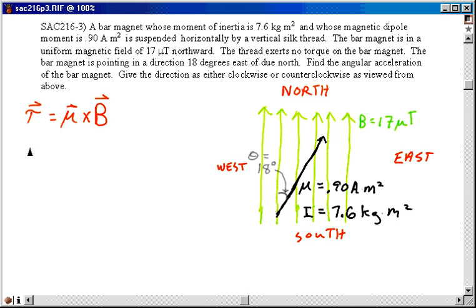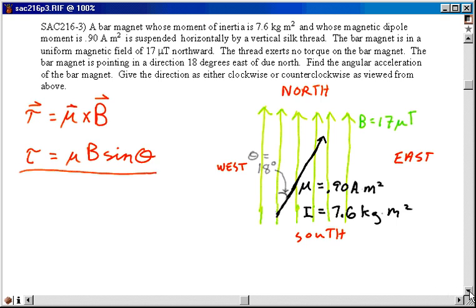For the case at hand in magnitude, we can say torque is mu B times the sine of theta. By definition of the cross product, we've got mu cross B in magnitude. The cross product of two vectors is the magnitude of the first one times the magnitude of the second one times the sine of the angle in between. And I think that's as far as we need to go with figuring out what that torque on it is going to be.